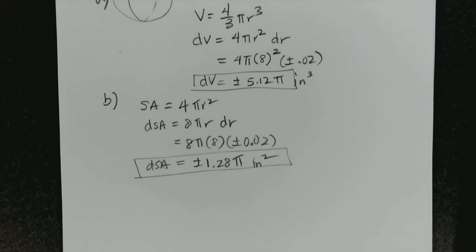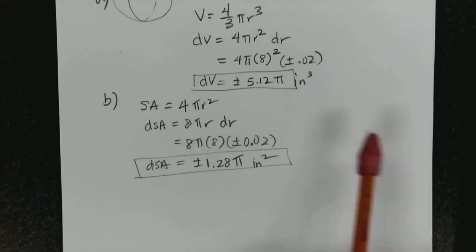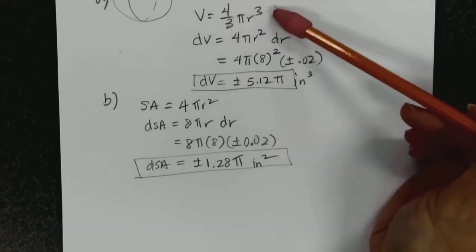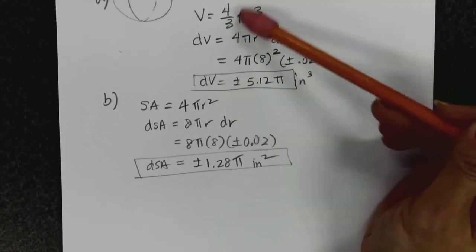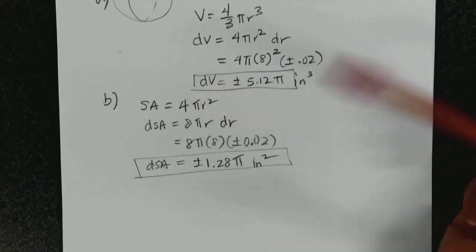Kind of, yeah. I don't know if that's on purpose, but it does seem like it. If the volume is 4/3 pi r cubed, then the surface area is what you get if you take the derivative of this. It does, doesn't it? Yeah. But any questions with this?